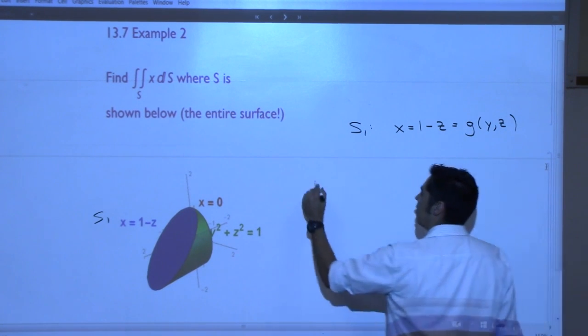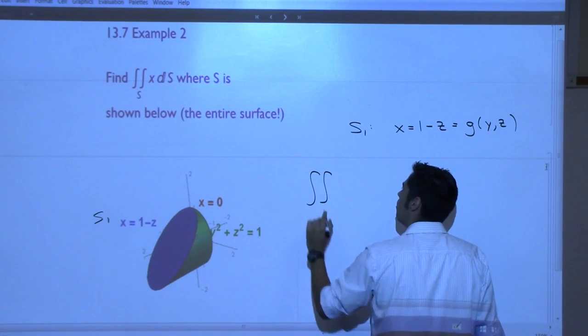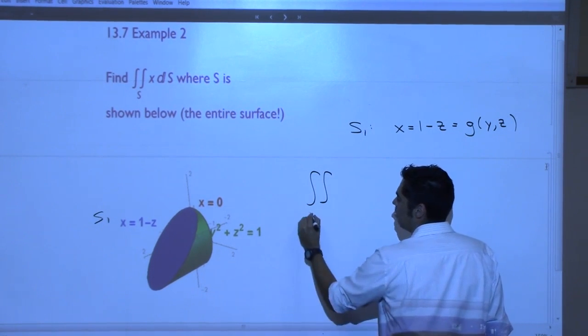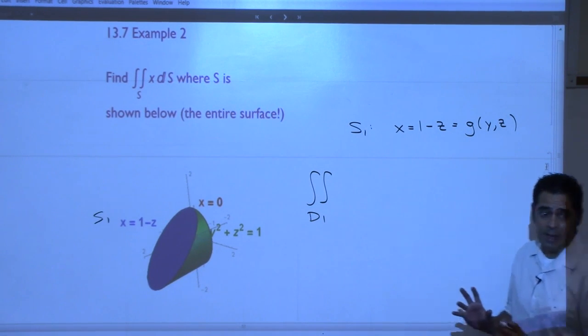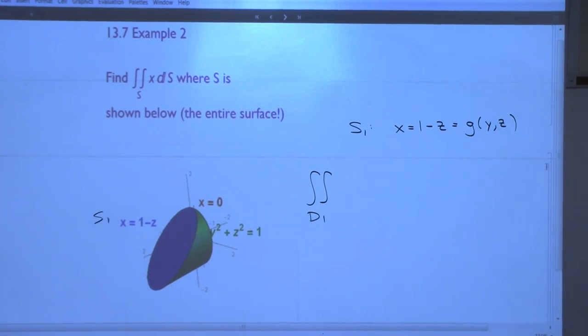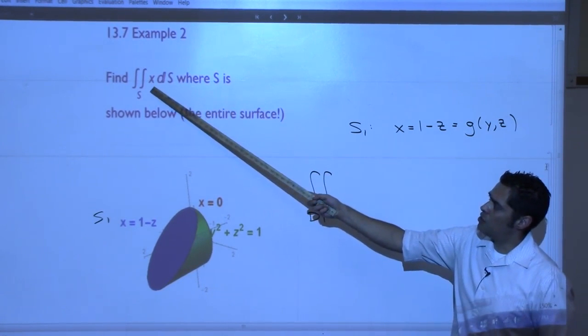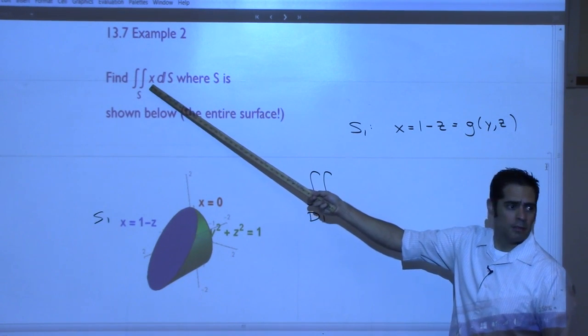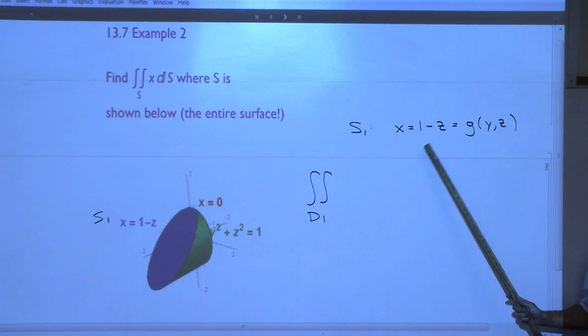So I've got a double integral over, let's call this D1. D1 is going to be the domain that draws me this surface. Now I plug in what? The scalar function. I replace x with, well, x is this, right? So 1 minus z.